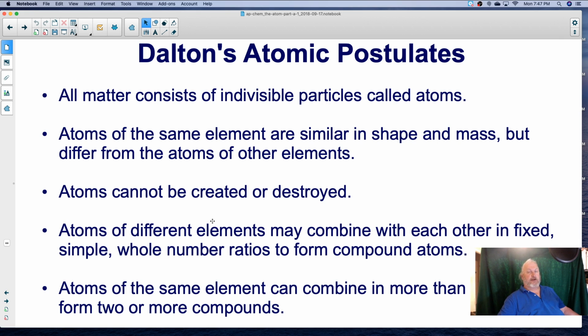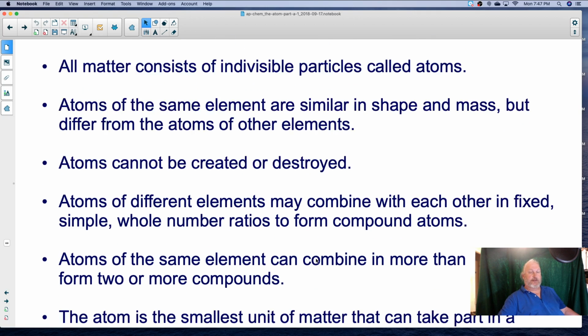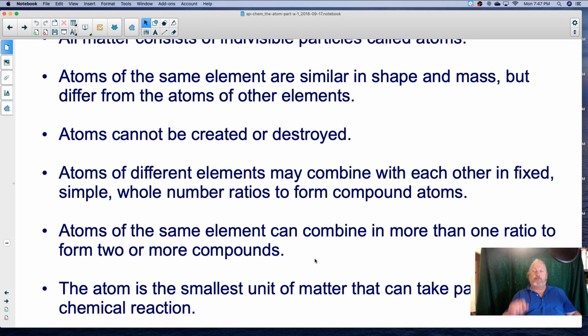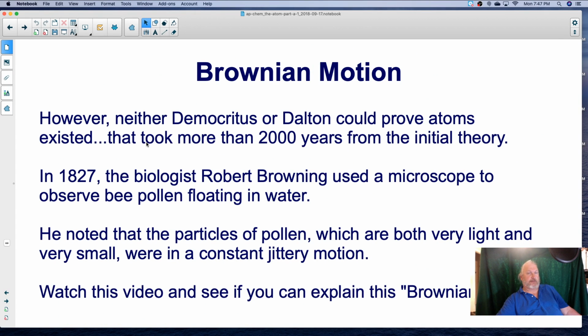Atoms cannot be created or destroyed. Atoms of different elements may combine with each other in fixed, simple, whole number ratios to form compound atoms. Atoms of the same element can combine in more than one ratio to form two or more compounds. The atom is the smallest unit of matter that can take part in a chemical reaction. All right, and so that was the model that he had. It was pretty accurate. Neither Democritus or Dalton could prove atoms existed. They were just postulating.